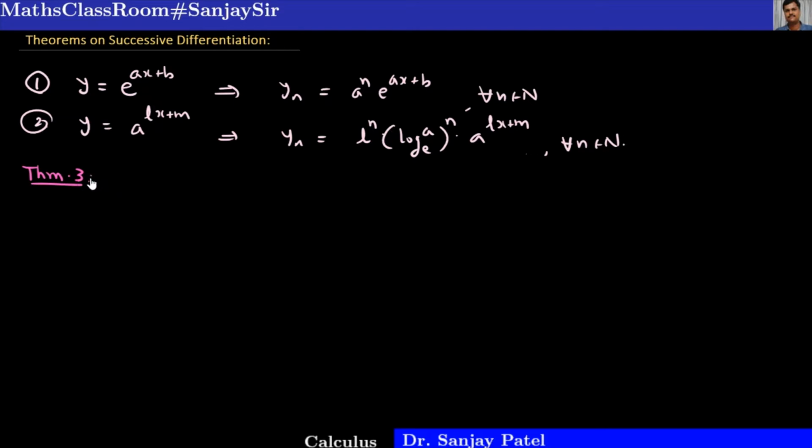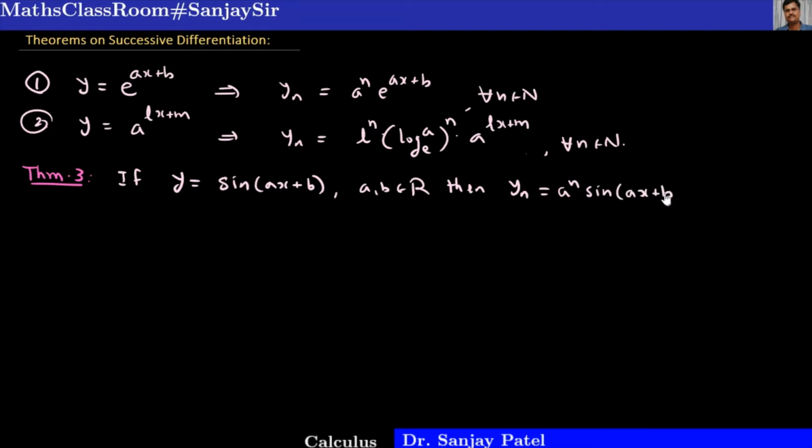What we are going to prove is this: if y is equal to sine of ax plus b, where a and b are some constants, or you can say a and b are some real numbers, then yn is equal to a raised to n into sine of ax plus b plus n times pi by 2 for every n belongs to N.